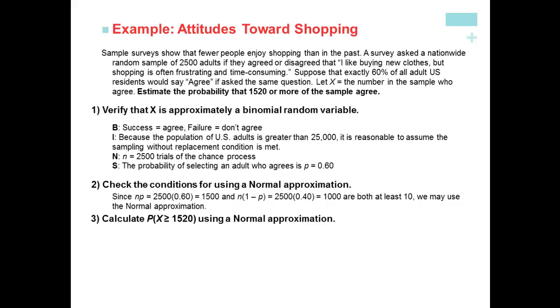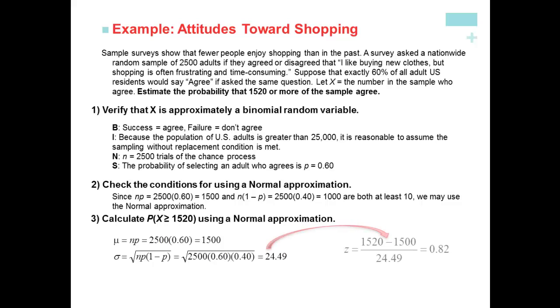Next, I want to calculate the probability that X is greater than or equal to 1,520 using normal approximations. First, I need to find the mean of my probability distribution, which would be n times p, which is 1,500, and the standard deviation of my distribution, which would be the square root of n times p times 1 minus p, which ends up being 24.49. If I were to standardize this, remember it's x minus mu sub x over sigma sub x. The z-score value ends up being 0.82.